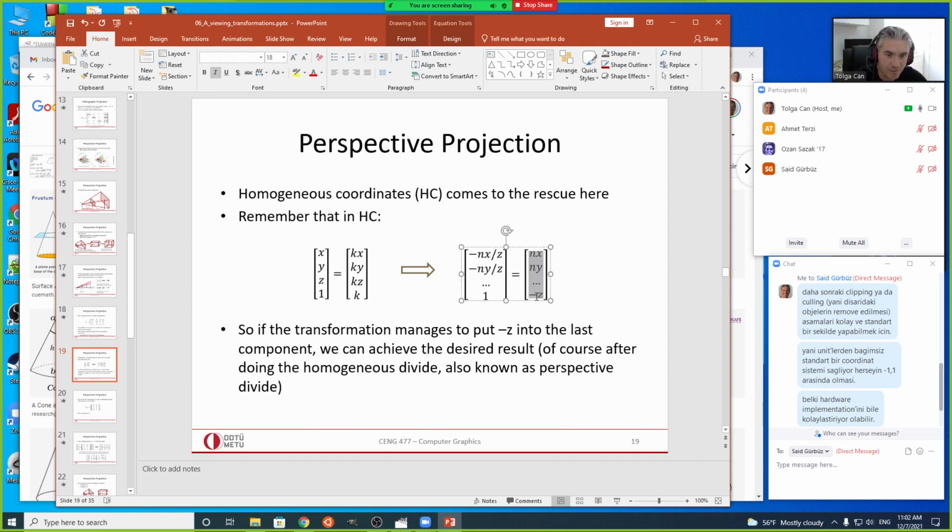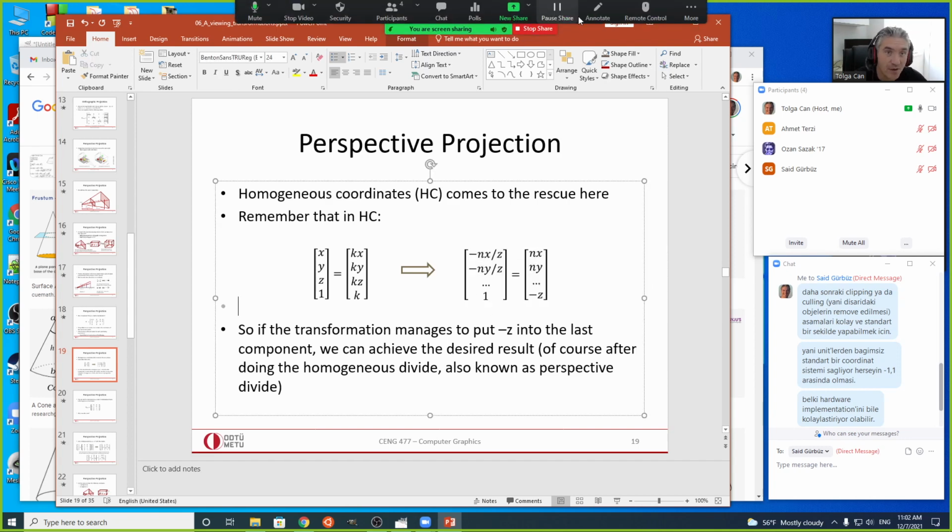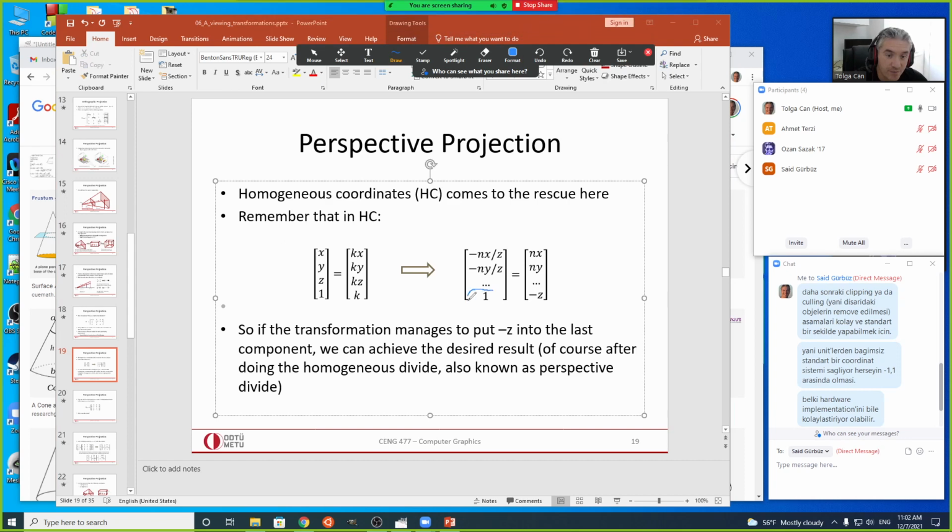So instead of having 1 as the last coordinate, after perspective projection, the last coordinate, the fourth dimension, is no longer going to be 1. It's going to be minus z, so that it gives the 3D coordinate. So this is 4D in homogeneous coordinates. In 3D, the x coordinate will be equal to nx divided by minus z, just like we want.